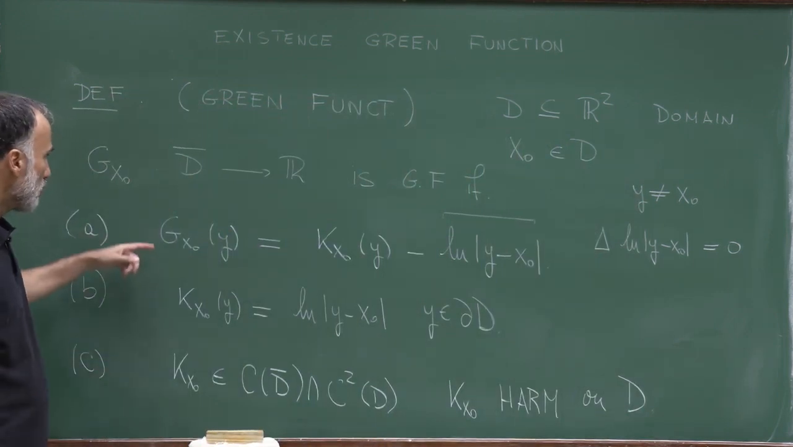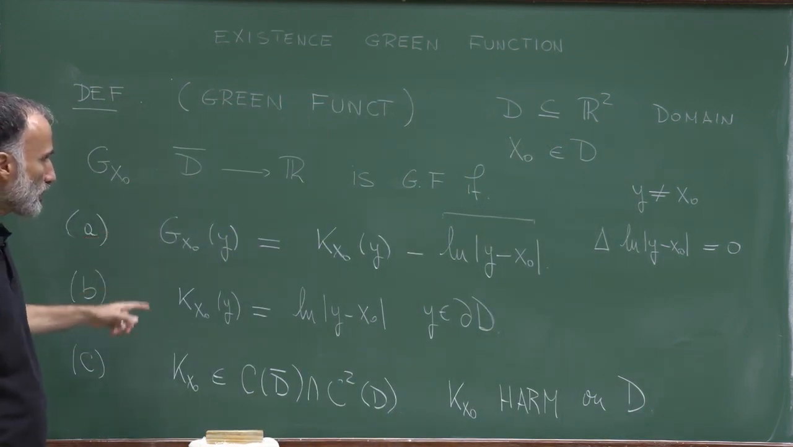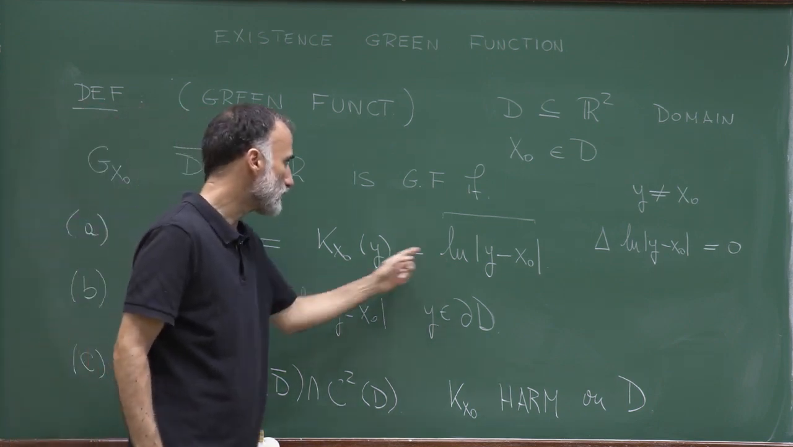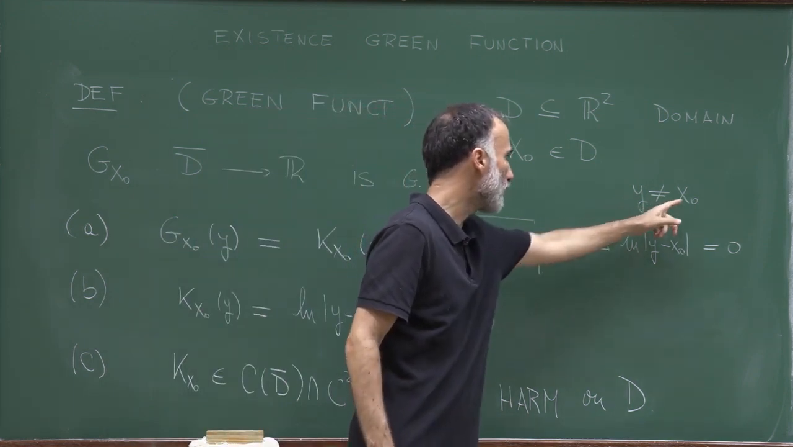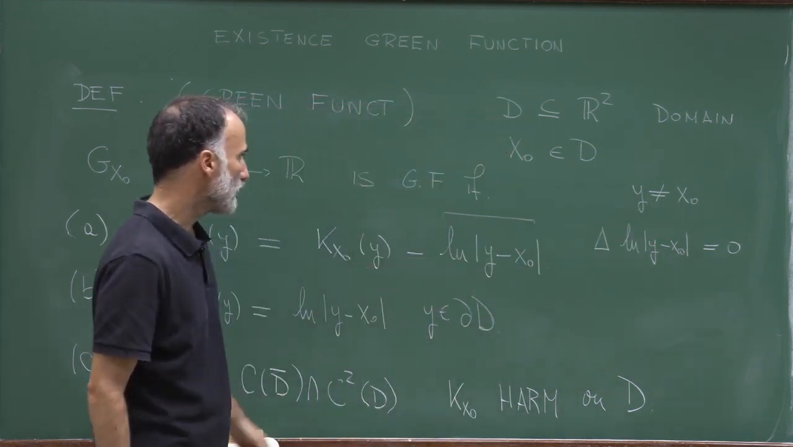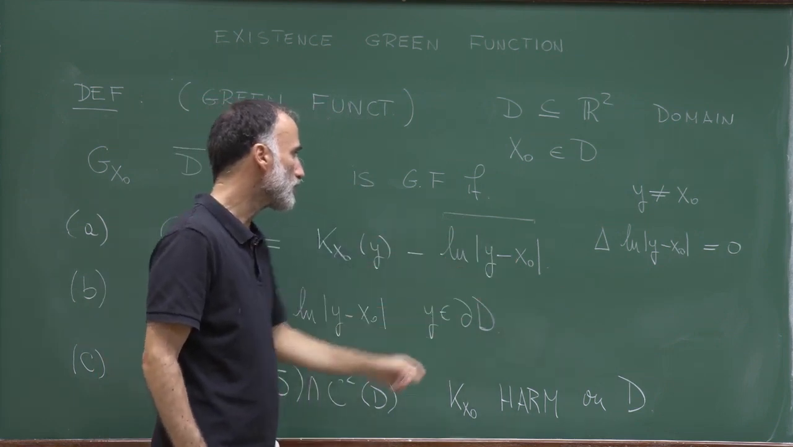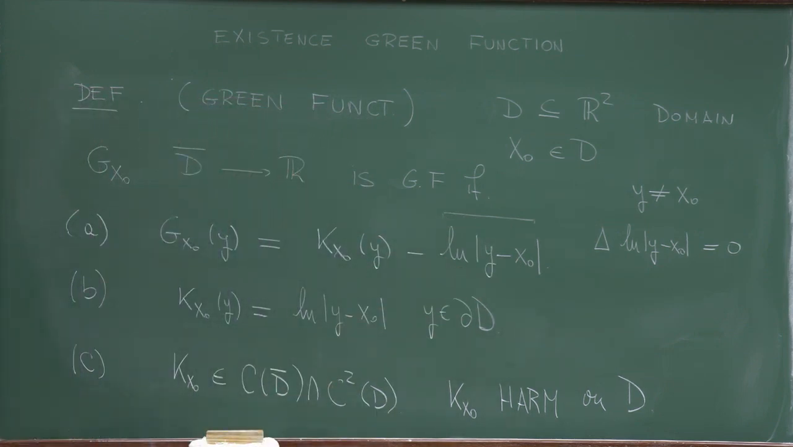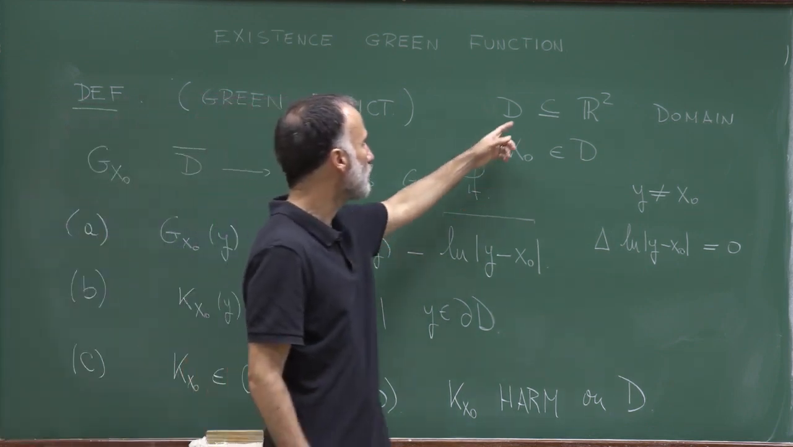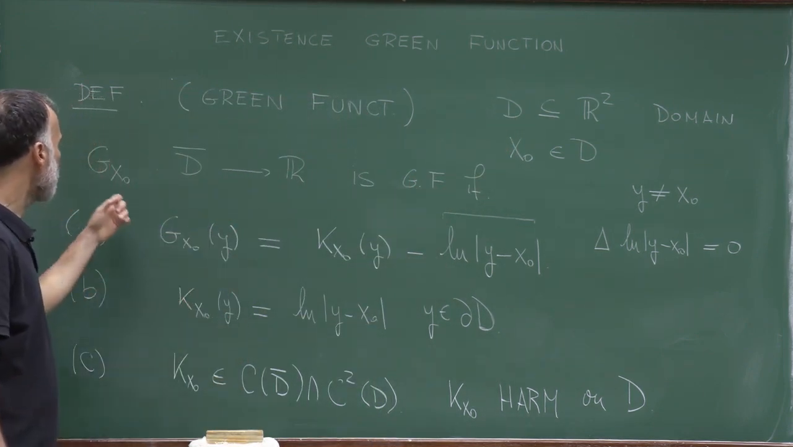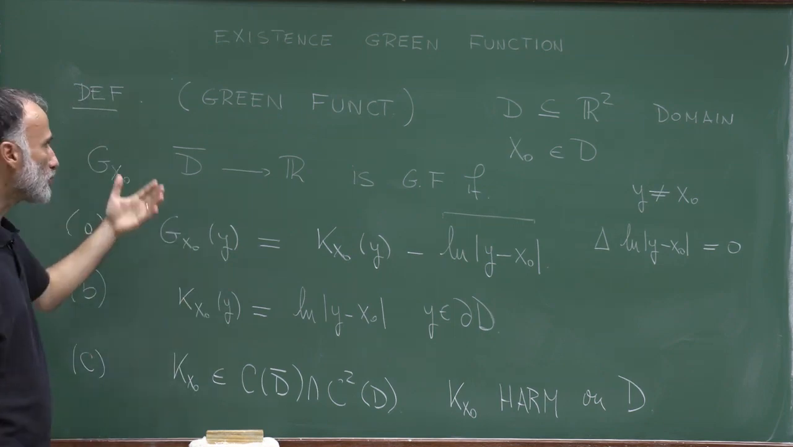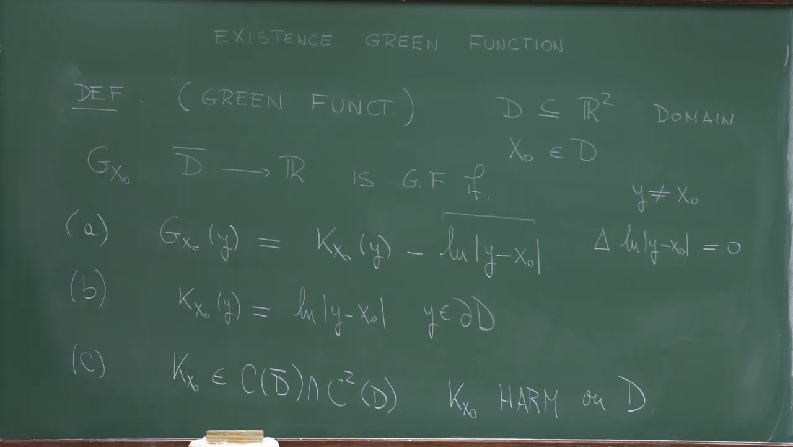So in particular, if you look at the definition of G, this means that G is harmonic because it's the difference of two harmonic functions on D, except at the point x0 where the second function has a singularity. And so what I want to prove in this lecture is that whatever bounded domain D in R2 whose boundary is smooth, we can define a green function for that domain.